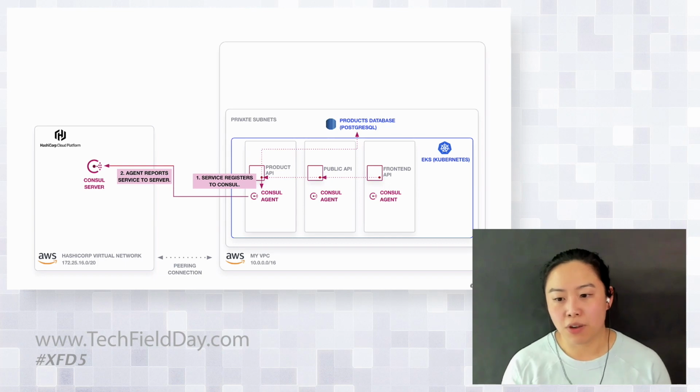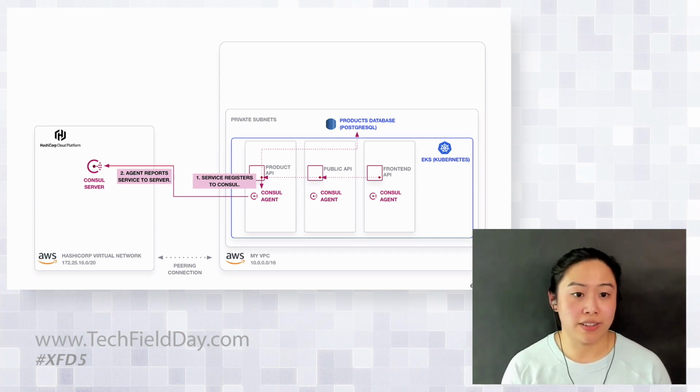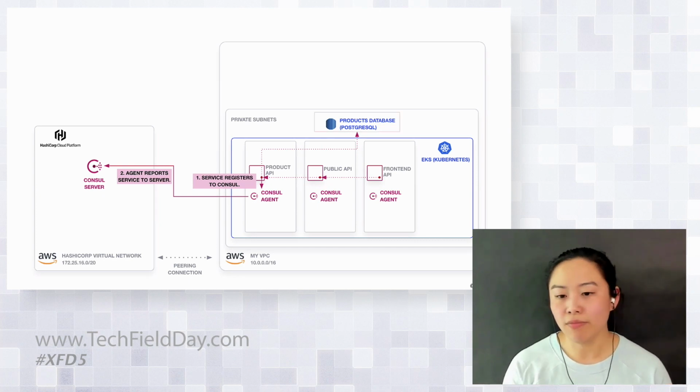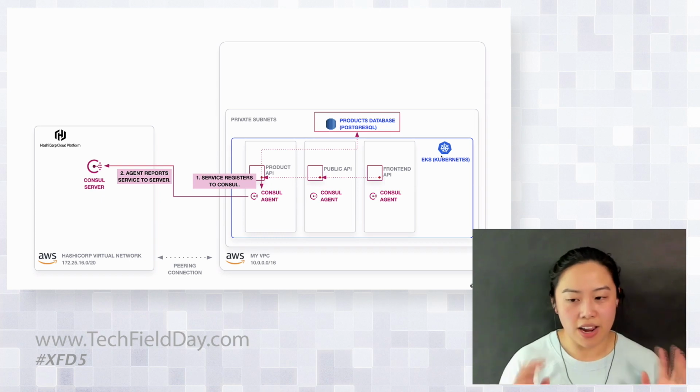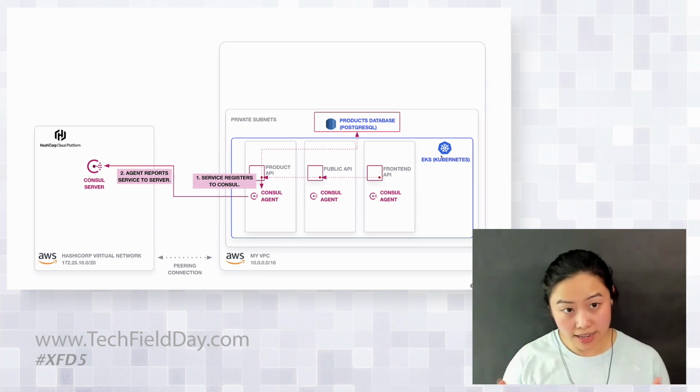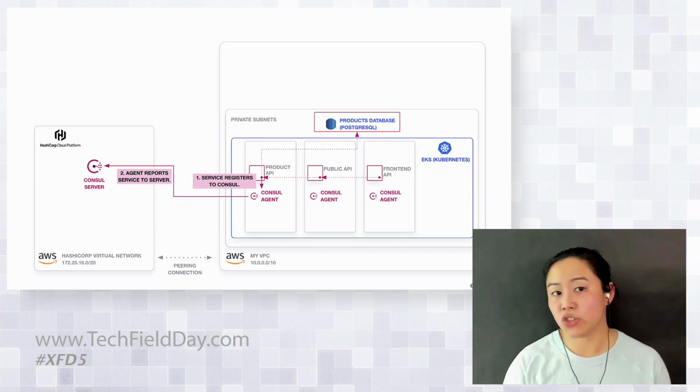So the first step is that the product API registers itself to Consul, says, hi, I'm product. And then the Consul agent reports back to the server and says, I have this new service called product. It will then proceed by saying, okay, I have now discovered the product API. This is the identity, and now it's going to match to something else, right? So the identity matches to an IP address.